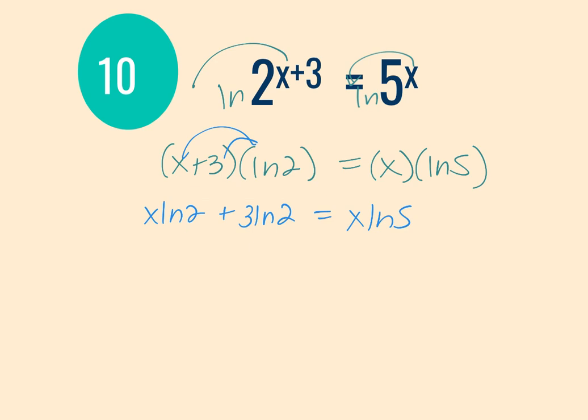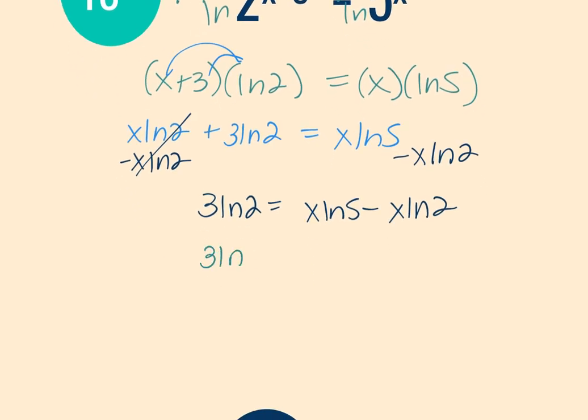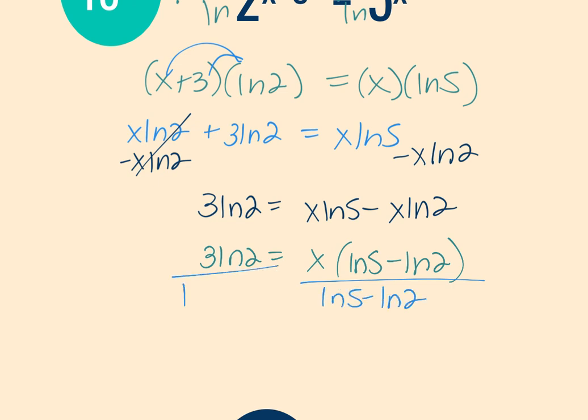I have to move the terms that have x's to one side, and keep the constants on the other. So I'm going to subtract x ln 2 here. And I get 3 ln 2 equals x ln 5 minus x ln 2. I have to take out the x: x times ln of 5 minus ln of 2. And then divide both sides by that, ln of 5 minus ln of 2. So 3 ln of 2 is my numerator, divided by, I'm going to group my denominator, ln of 5 minus ln of 2. And I get x equals, this time it's positive, 2.269.